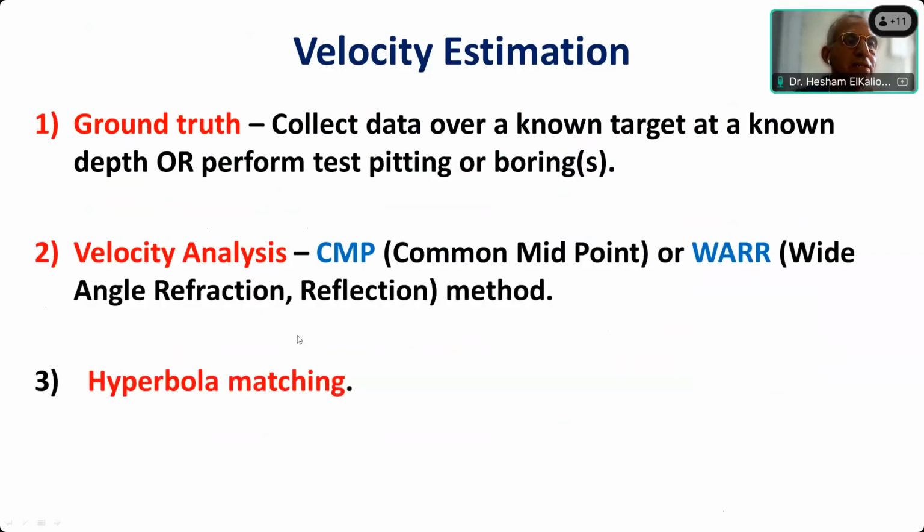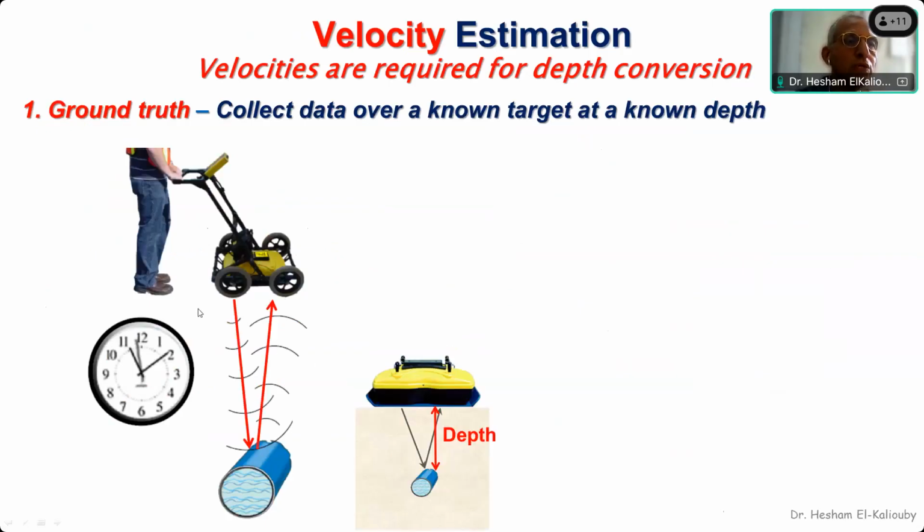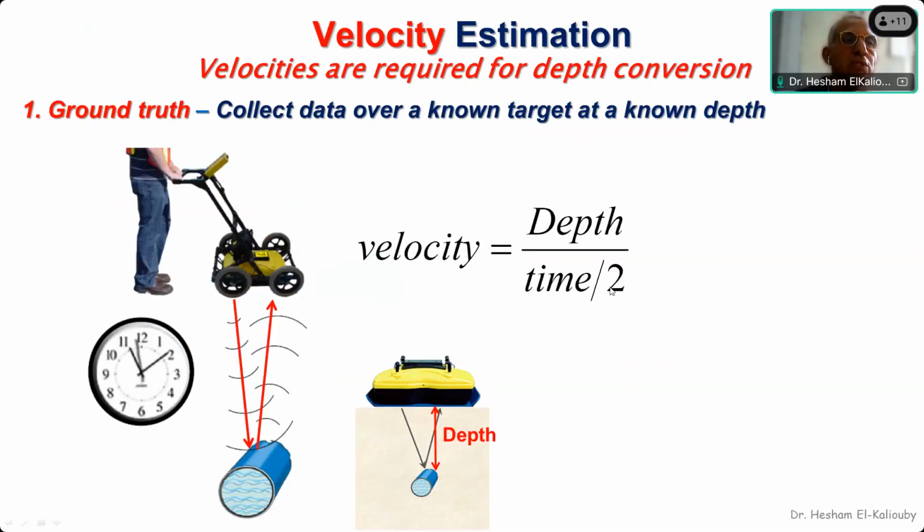If we have a target in the subsurface with known depth, what we can do is measure the two-way time, the time for the signal to go back and forth. Knowing the two-way time and the exact depth of this target, we can easily calculate the velocity. We already know the depth, then the two-way time divided by 2 gives you the velocity of the subsurface. But it is not very common to find a known target. If you have a known target, this would make your life much easier.